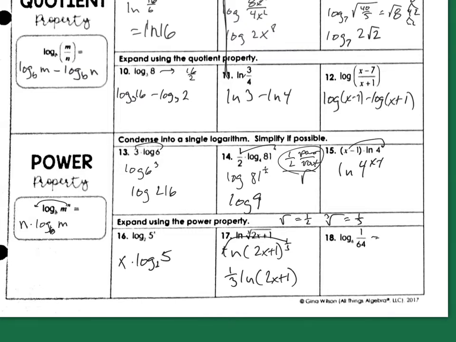64 has to be rewritten with a power. That's the whole point of this. This is 1 over 8 squared. And then to bring this up out of the bottom, this is really 8 to the negative second. So our power is -2, log base 6 of 8.